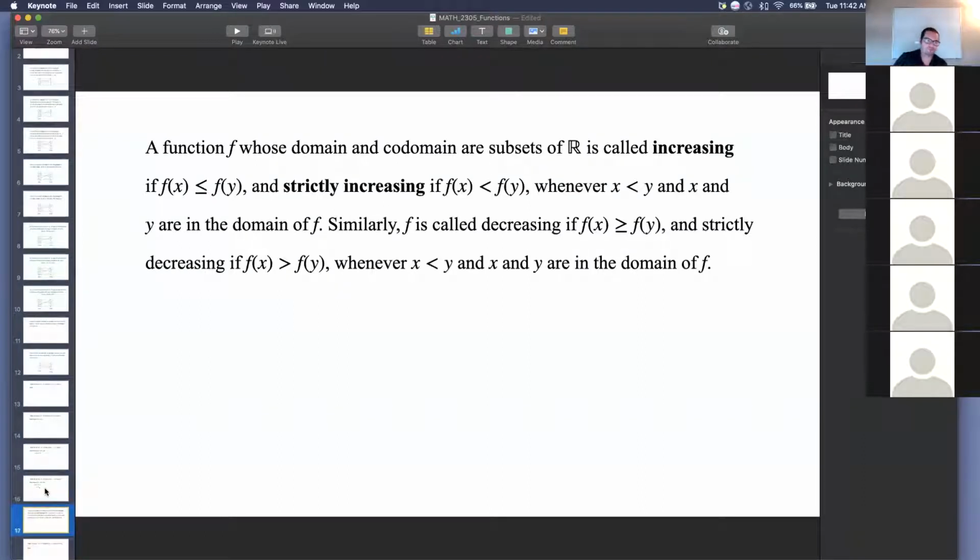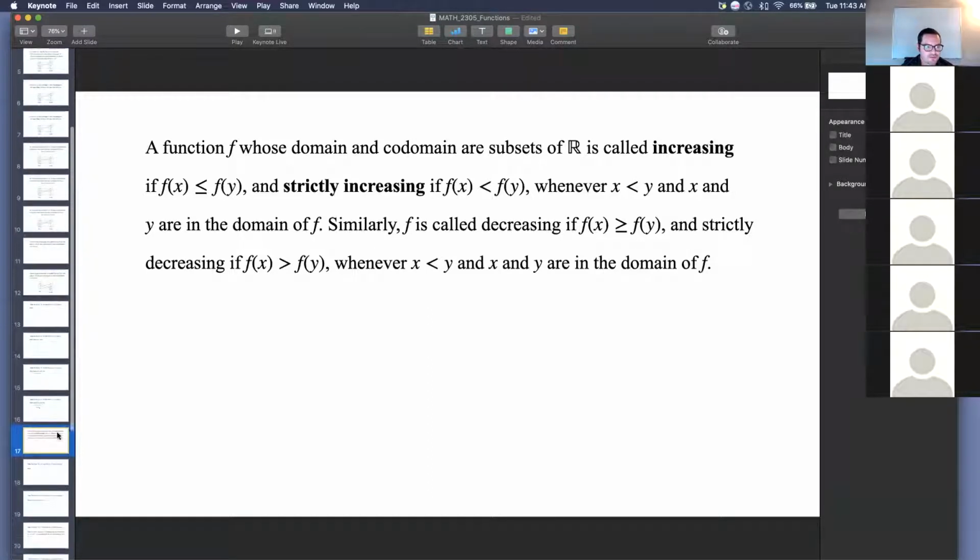All right, so let's look at another definition now. A function f whose domain and codomain are subsets of the real numbers is called increasing if f of x is less than or equal to f of y whenever x is less than y, and strictly increasing when f of x is less than f of y whenever x is less than y. In a similar fashion, we can have decreasing and strictly decreasing functions when the inequality is flipped.